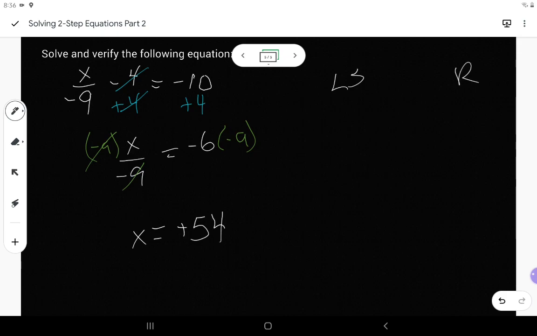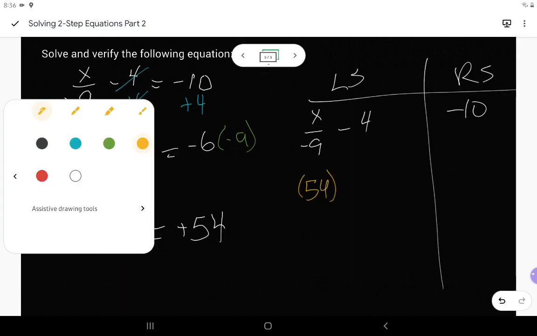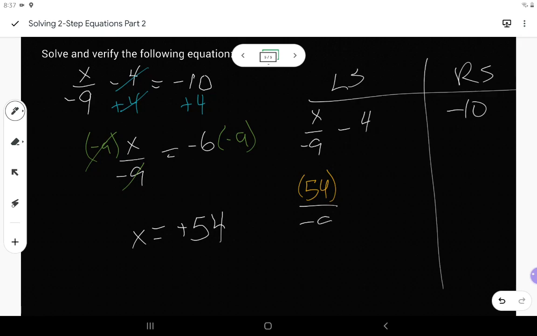We'll check that we have the correct answer. We started with negative 10 on the right, and we started with x over negative 9 minus 4 on the left. If I put in positive 54 and divide that by negative 9, 54 divided by 9 gives me 6, and positive divided by negative is negative. So if I have negative 6 and then I take away 4 more, I'm at negative 10 in total.